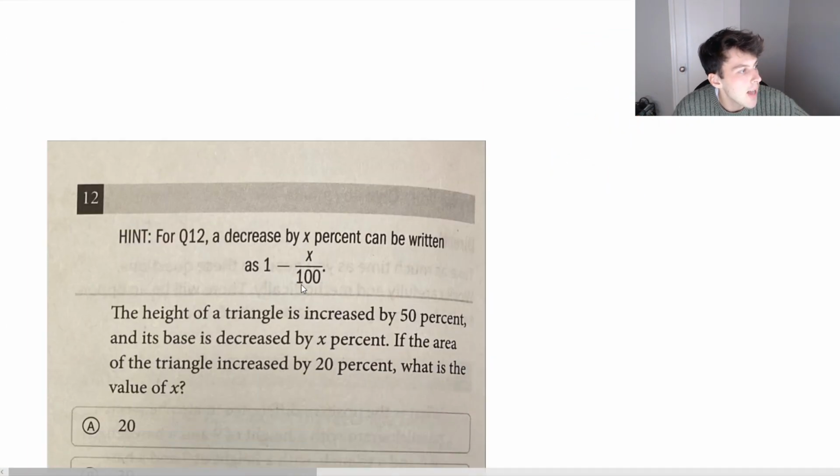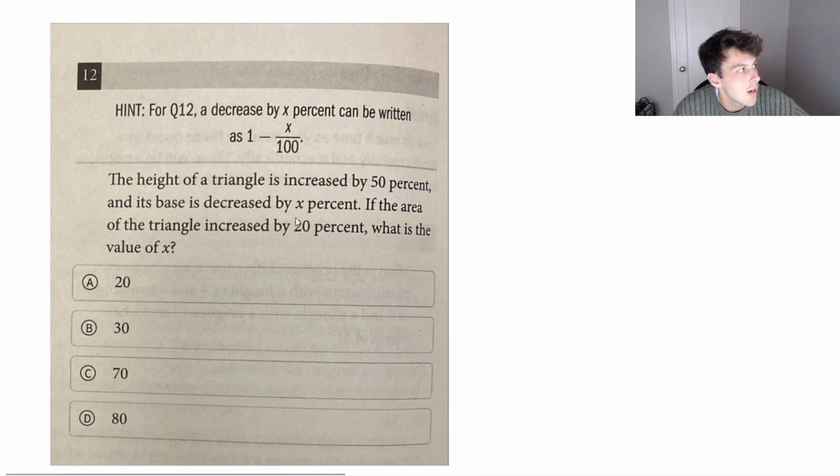Let's look at the last question that we have here. Okay, we've got the height of a triangle is increased by 50% and its base is decreased by x%. If the area of the triangle increased by 20%, what is the value of x? This one, you get a lot of information, so let's just write out some of the info that it gives us. Okay, we know that the height of the triangle is increased by 50%.